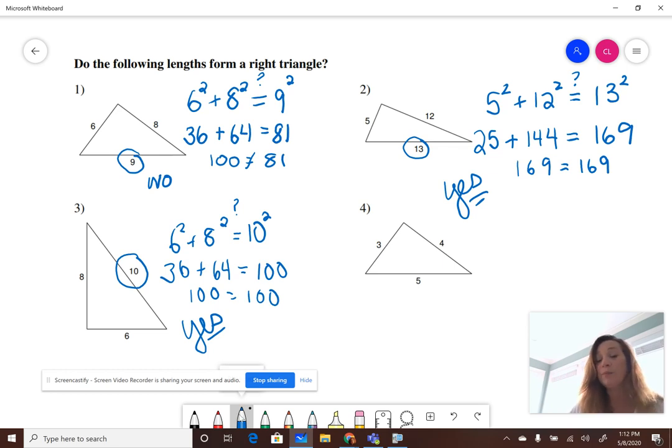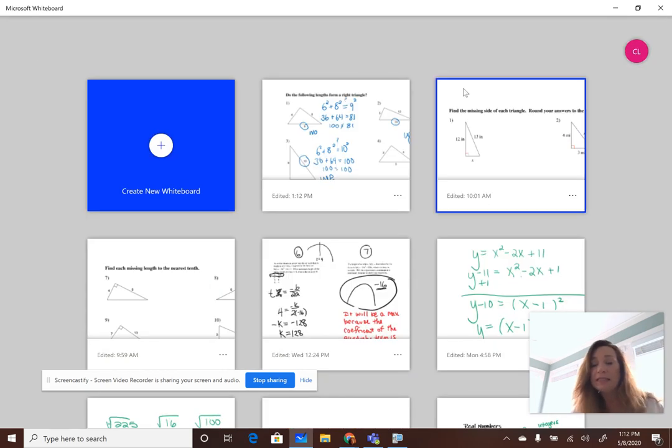So you're basically proving whether or not something is a right triangle by plugging in the two legs. And it doesn't matter the order. If you put the 6 first or the 8 first, that wouldn't matter. But the hypotenuse is very specific. Okay, so now let me show you some where you have to find the missing side.